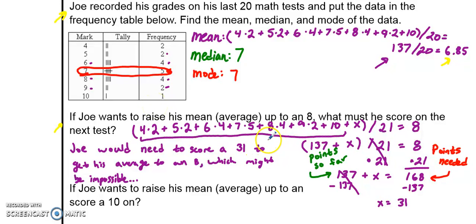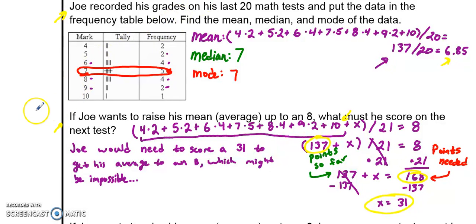So to recap, all we needed to do to figure this out was, first, figure out how many points Joe had gotten so far, which was 137. Then figure out how many points he needed to get, which was 8 times 21, because he needed to get an average of 8 on 21 tests. So we needed 168 points. Then we subtracted them to get 31.